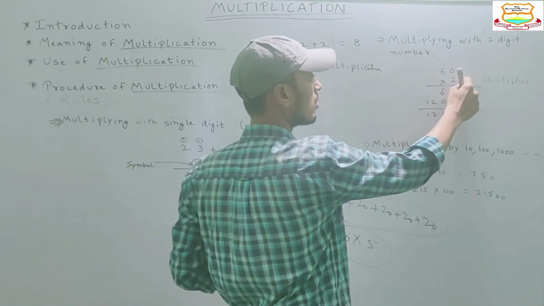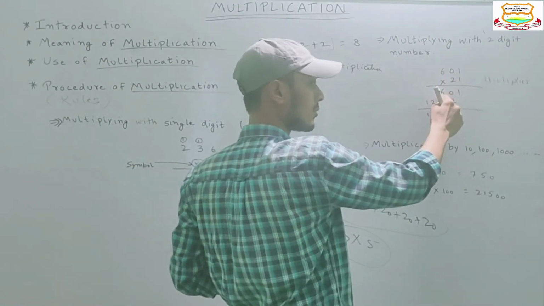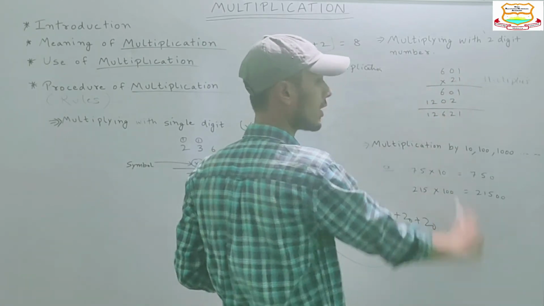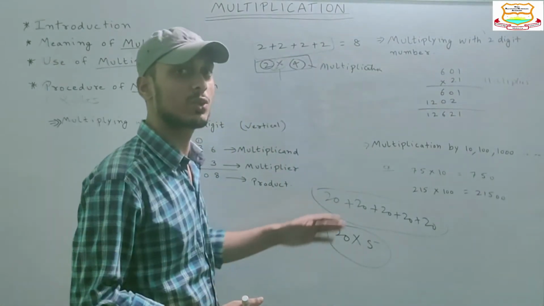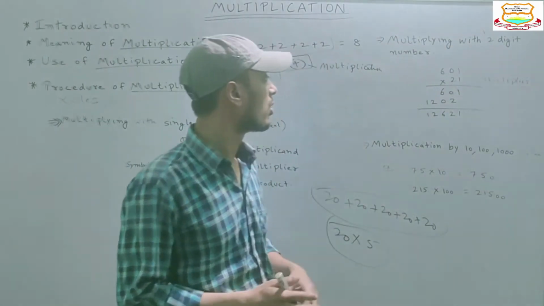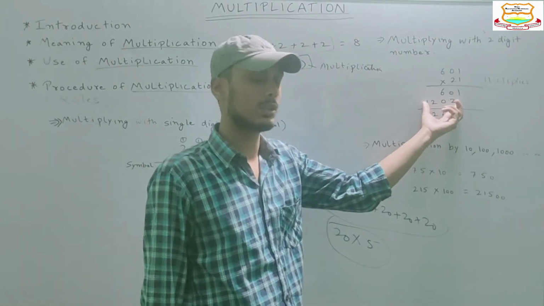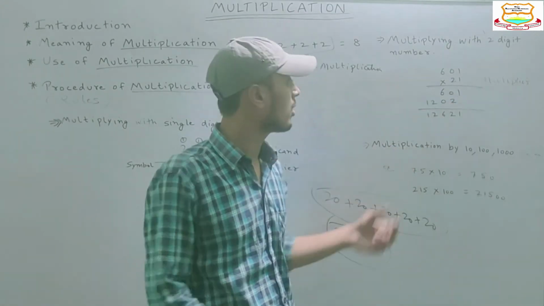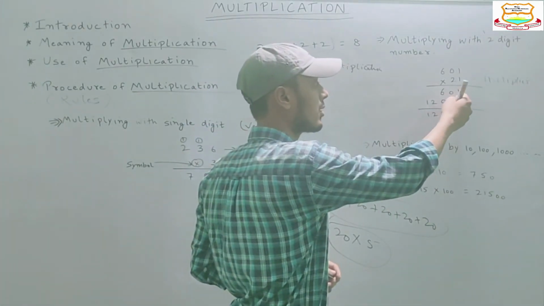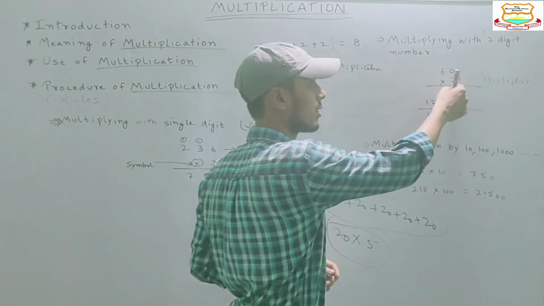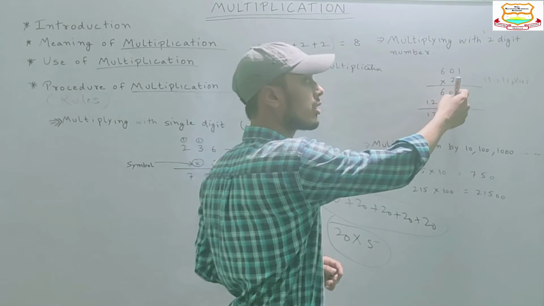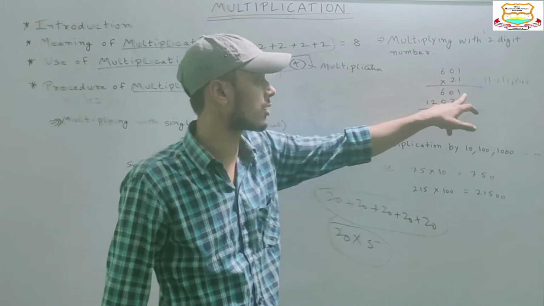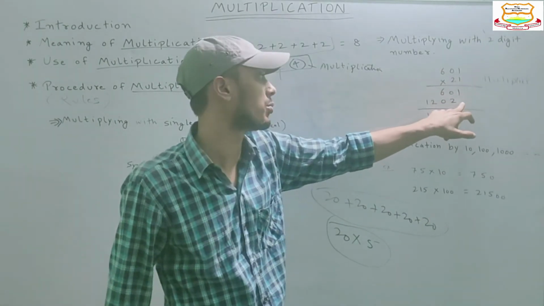So 1 ones are 1, 1 zero is 0, 1 6 is 6. Now with 2: 2 ones are 2, 2 zeros are 0, 2 6s are 12. One thing should be noted very carefully here: in the second row, you have to write starting from the tens digit, below the tens digit. You don't need to write from just below the ones digit of the first number. This is a very important point.